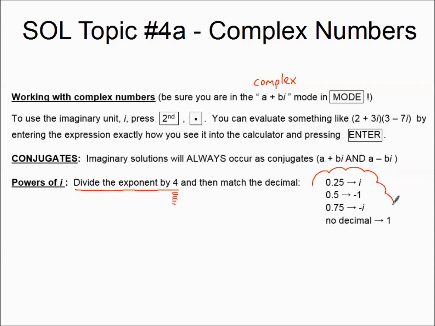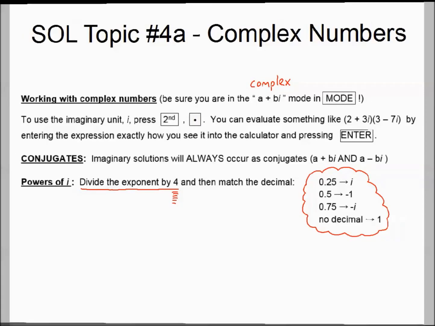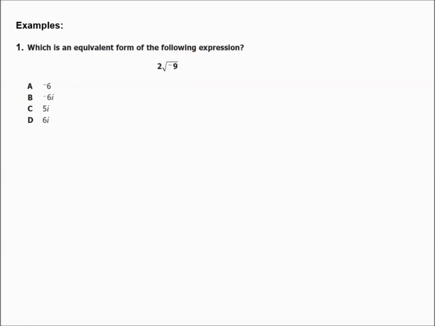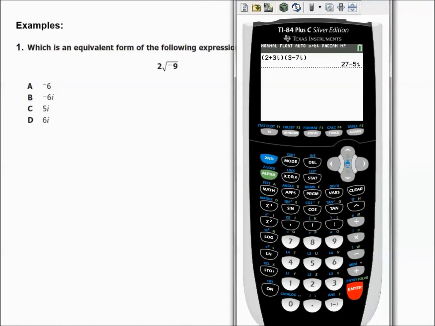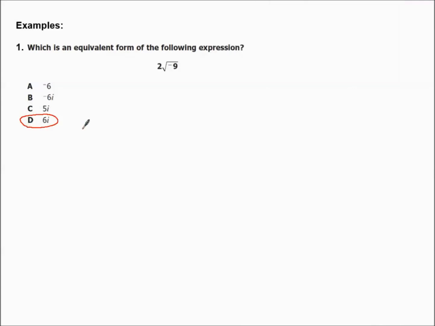Obviously, we will need to memorize this pattern of 4, but once you do, we can use the calculator to divide the exponent by 4 and match it up. Let's look at some examples. Number 1, which is an equivalent form of the following expression? 2 times the square root of negative 9. Well, the square root of negative 9 is an imaginary number, but that's okay because now our calculator can deal with that. We just need to type this in exactly how we see it. 2 times the square root of negative 9, and that is my problem. I'll hit enter. The calculator will do it for me. I get 6i. That's answer choice D. Pretty simple. Let's move on.